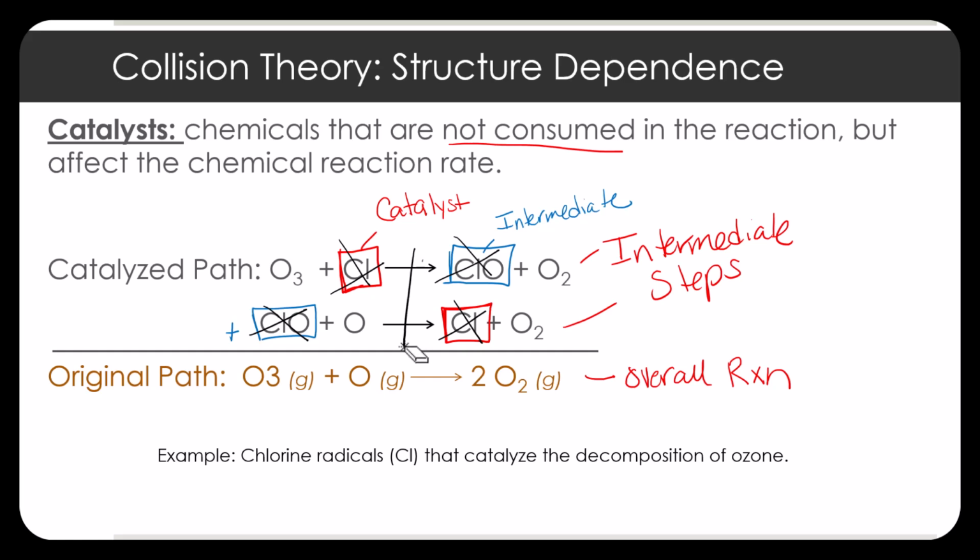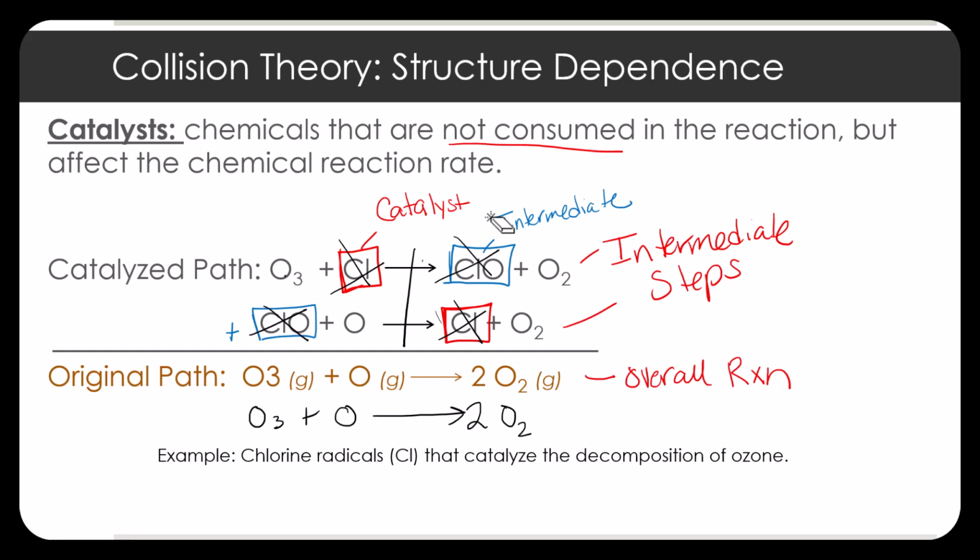So now looking at my intermediate steps, I want to add them together. I'm going to add together anything that's left on the reactant side. So I have O3 and I have oxygen. And then I'm going to add together anything that's left on the product side. I have O2 and O2. So I have 2 moles of that oxygen gas. So what we see here is we add together our intermediate steps to get to our overall reaction, not including catalysts, not including intermediates.